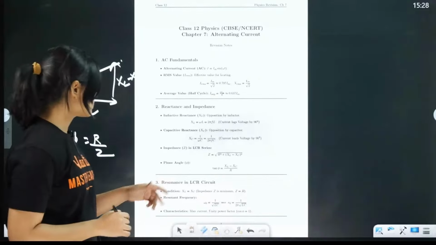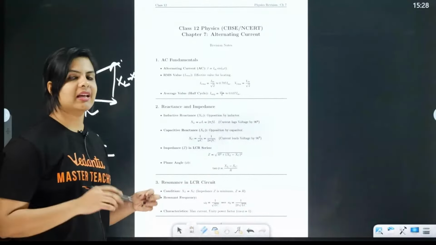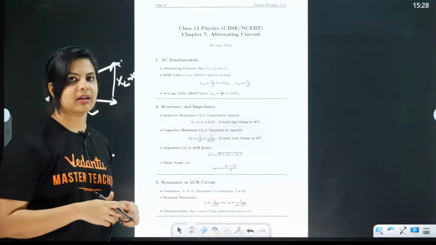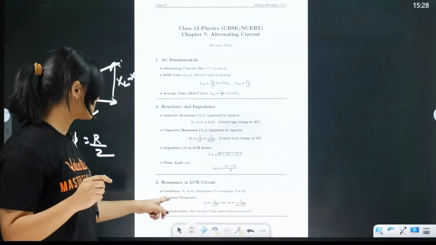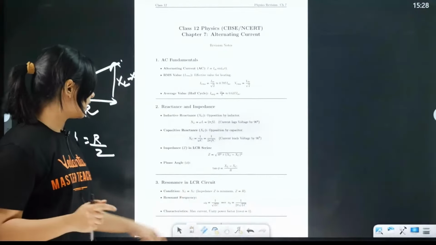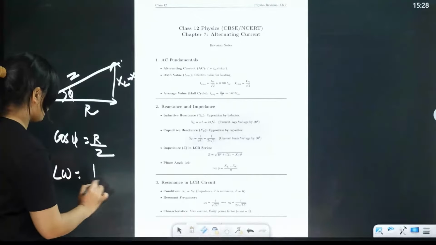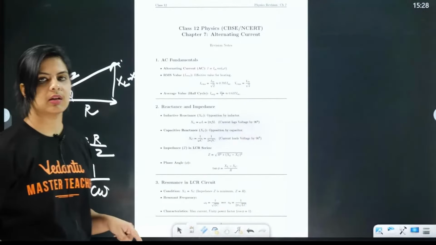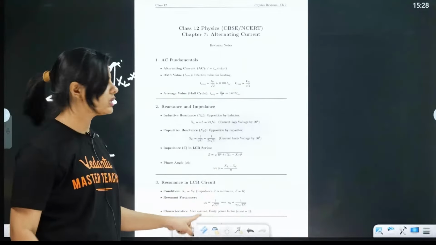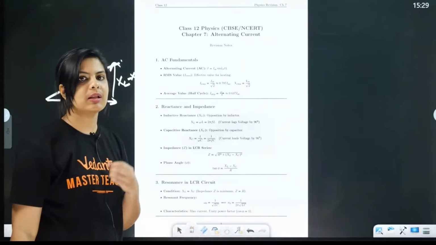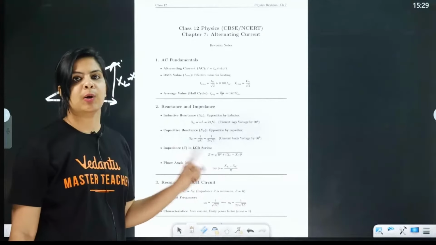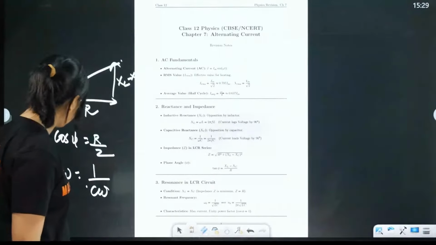Next is resonance in the LCR circuit. When the inductive reactance XL is equal to the capacitive reactance XC, we call it resonance. At that time the impedance will be minimum. So we can say that L omega will be equal to 1 by C omega. You can put omega as 2 pi f. So we get omega naught, the resonant angular frequency, as 1 by root LC, and the frequency as 1 by 2 pi into 1 by root LC. So that is the value. Okay?